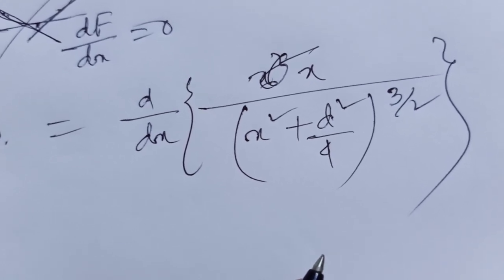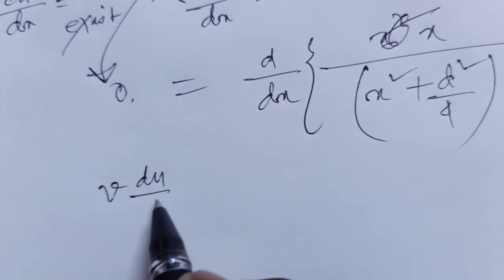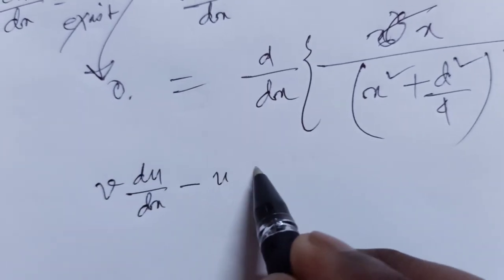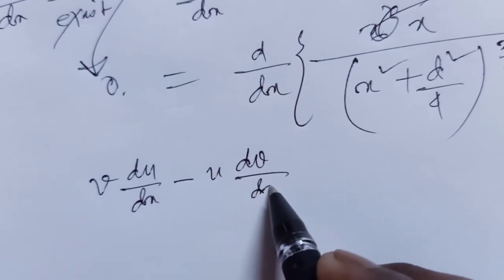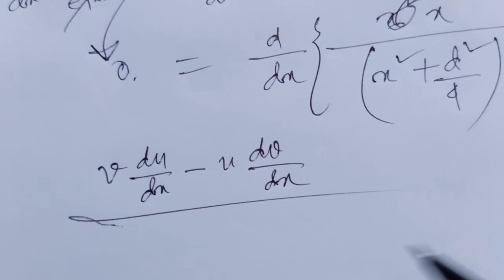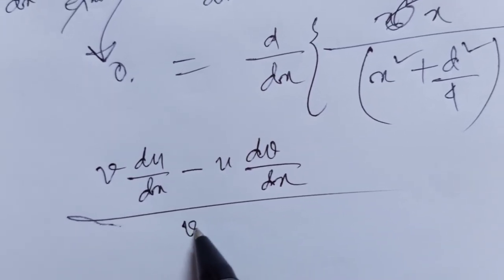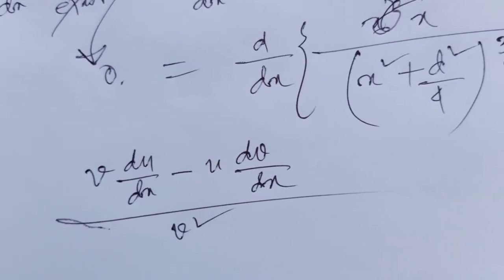So what is the quotient rule? It is (v du/dx minus u dv/dx) divided by v squared. If the concept is not clear, then go to derivative rules, the quotient rule. So this is the quotient rule.